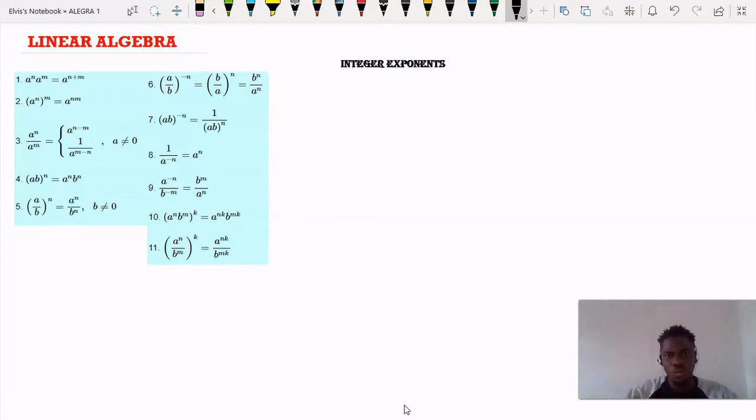Now if you take a look at the screen, we have the properties of integer exponents. Guys, we are going to be using these rules to evaluate integer exponents. So let's take a look at the first example. The first example we have here is (4s^-4 y^5)^3. Now guys, we want to evaluate this integer exponent.